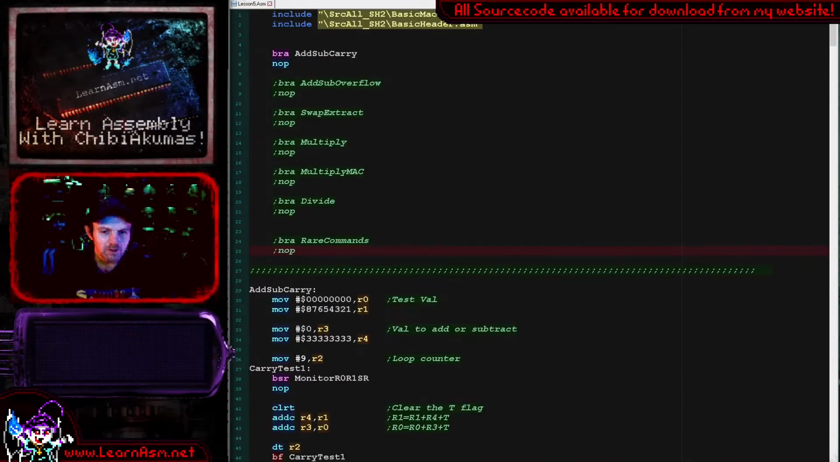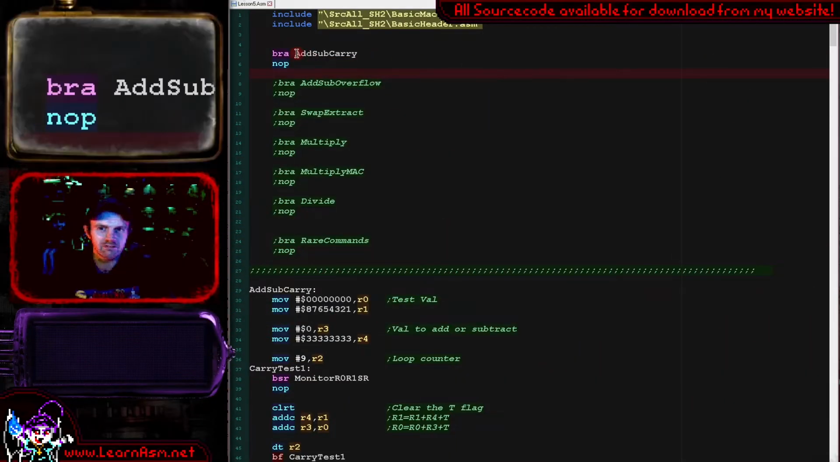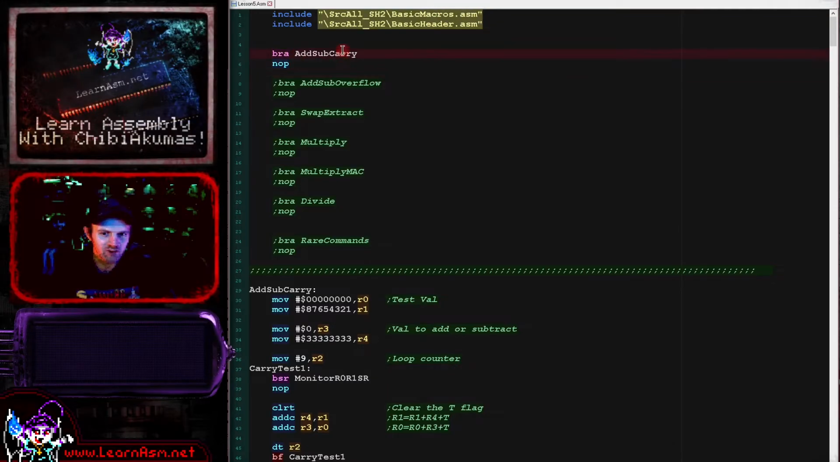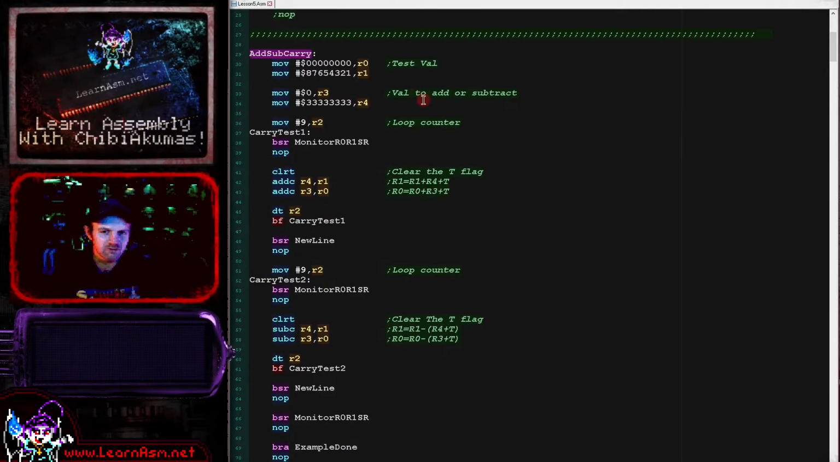Let's finish the job of looking at Super H. Okay, so we are looking at lesson 5 today, and as always there's a jump block at the start. What we're going to do is look at add and sub carry. Now this, on the Super H, we use the T flag for our carry.